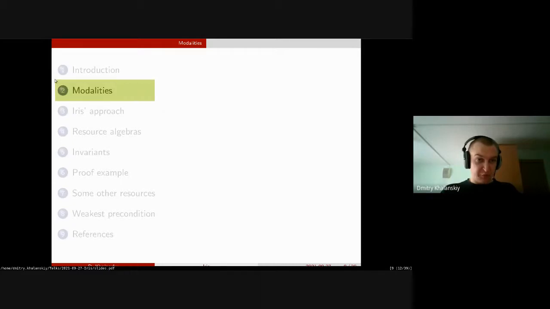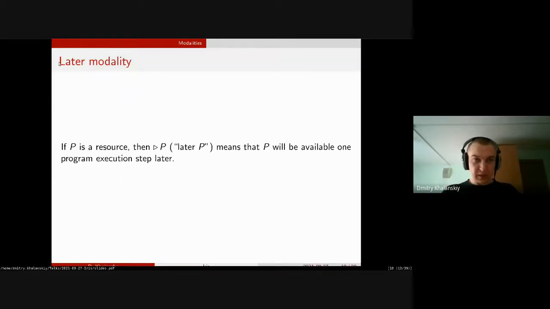First, some preliminary definitions. We need to look at the logical modalities that Iris uses. First, it uses what it calls the later modality. That is written as an empty triangle and means that the statement under that modality will be available as a resource one execution step later.